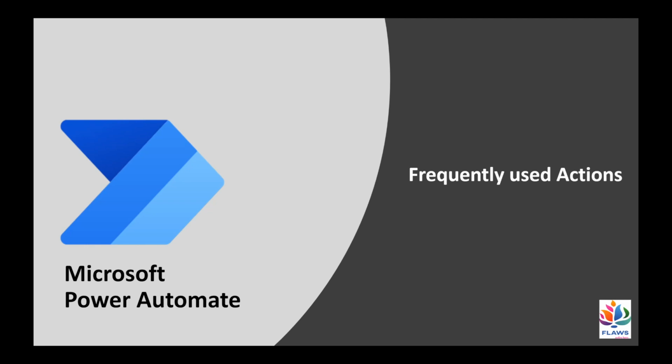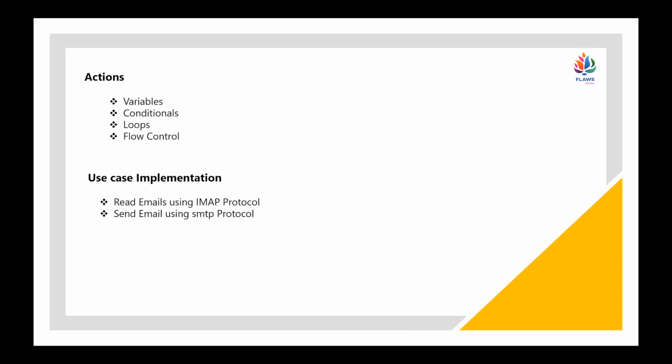Actions in Power Automate. First, we need to know what the fundamental components frequently used in Power Automate are: variables, conditionals, loops, and flow controls. These are the categories we are going to cover in today's session, and at the end of the session we will be implementing one real-time example for the use case.